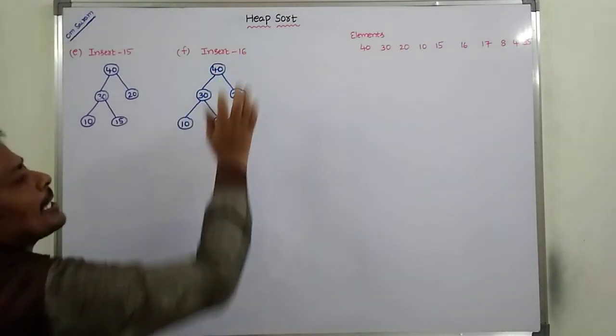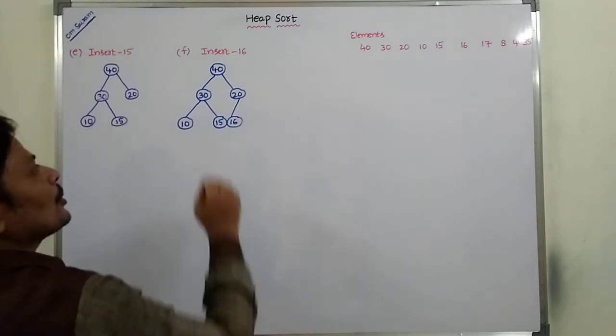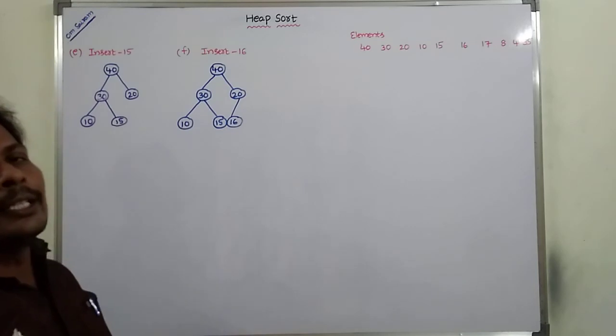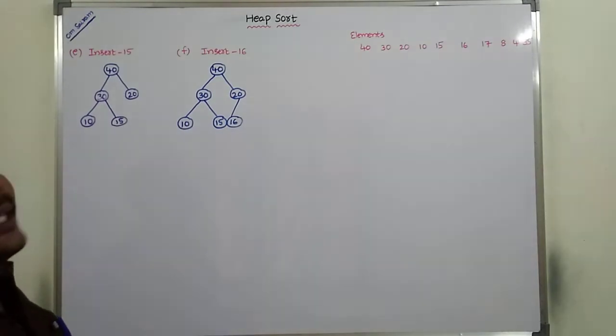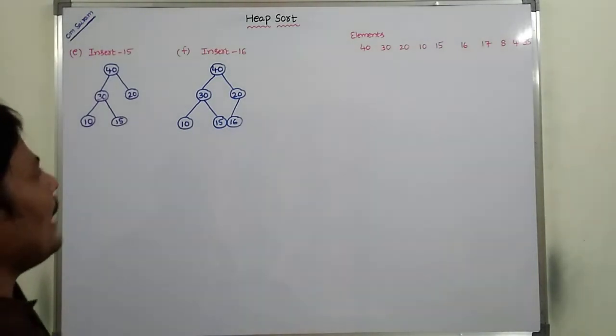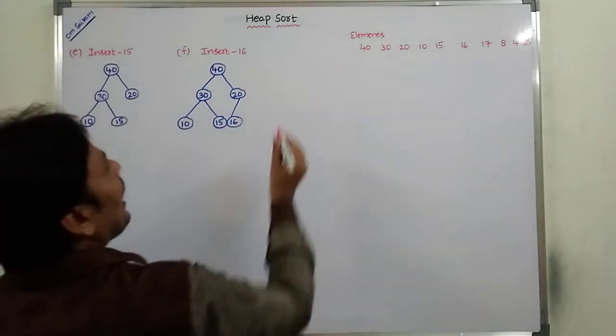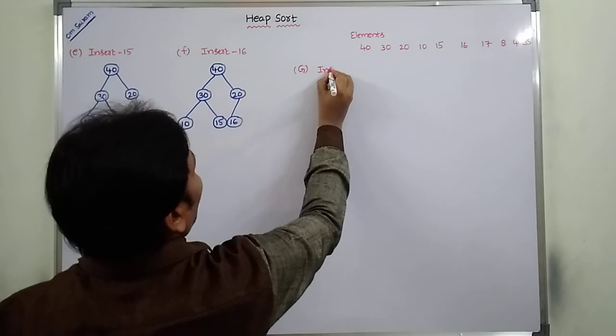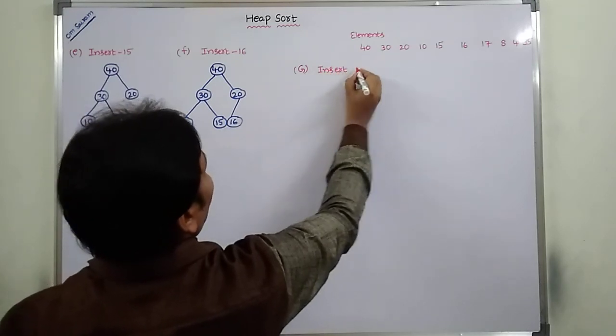30 and 20 have the parent 40. So now 40 is greater than 30, 40 is greater than 20. So it satisfies the maximum heap property. Next we have to insert 17.